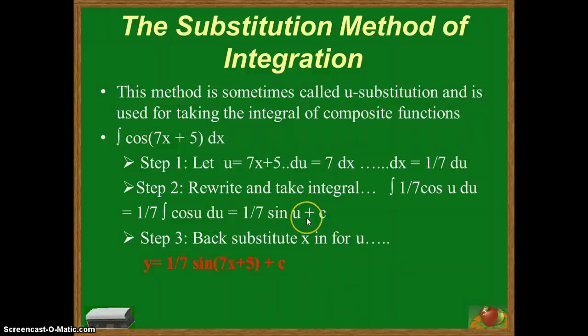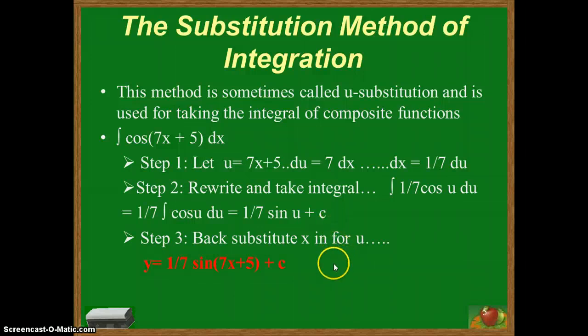There's only one problem, that our integral needs to be in terms of x. So what we're going to do is what they call back substitute x in for u. And when we do that, remember u was 7x plus 5, so when we back substitute x in for u, I get 1/7 sine, here's my u, 7x plus 5 plus c, and that's what y would equal. Of course, you can always check this by taking the derivative, and you should end up with the integrand way up here, and you do.